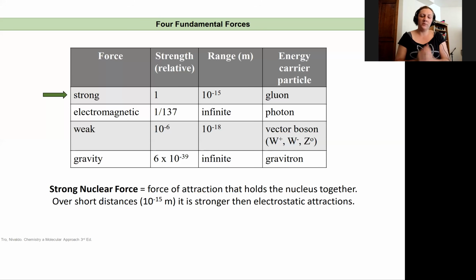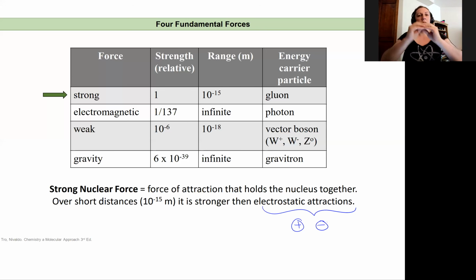We won't spend too much time on it, just to say that we've thought about attractive forces as electrostatic, or electromagnetic. So electrostatic attractions and forces are between positive and negative particles, and that's what holds an electron to the nucleus. It's what attracts atoms together to form bonds. It's what attracts molecules together to interact in a solution.